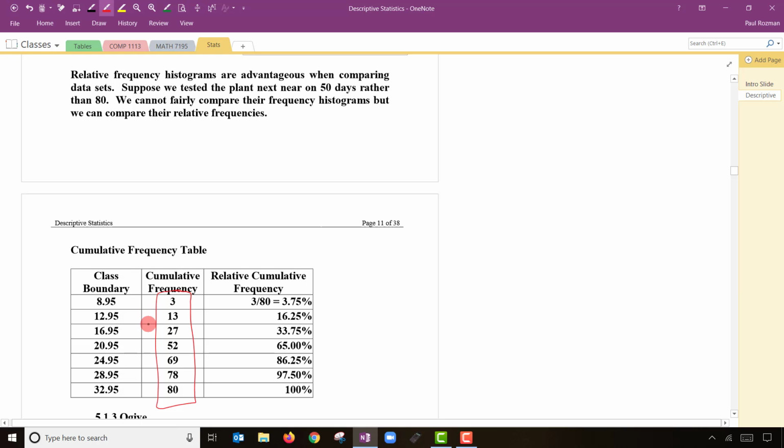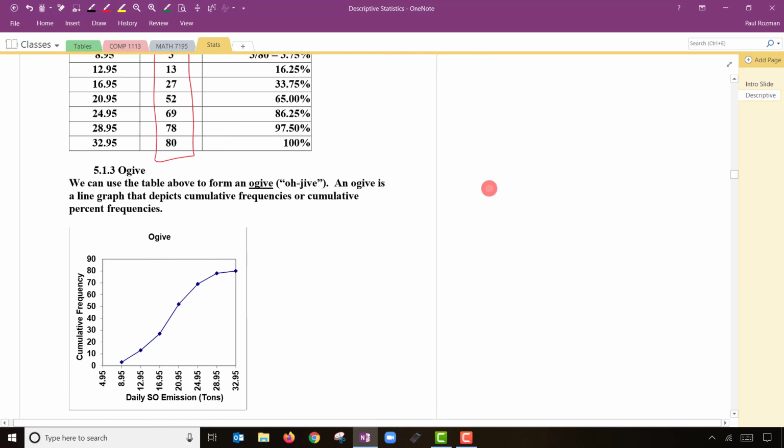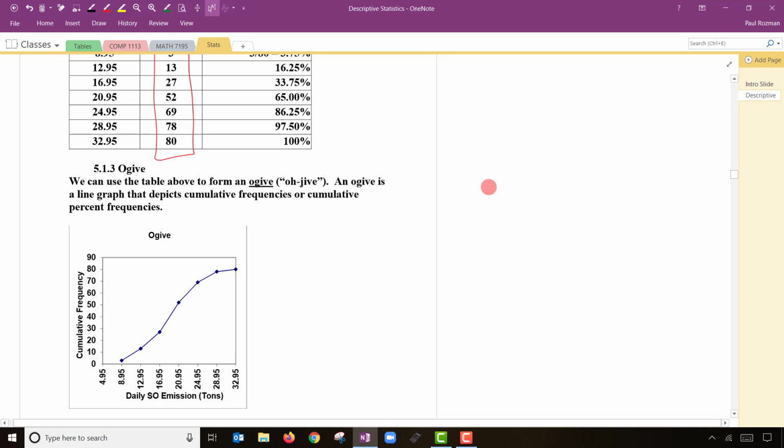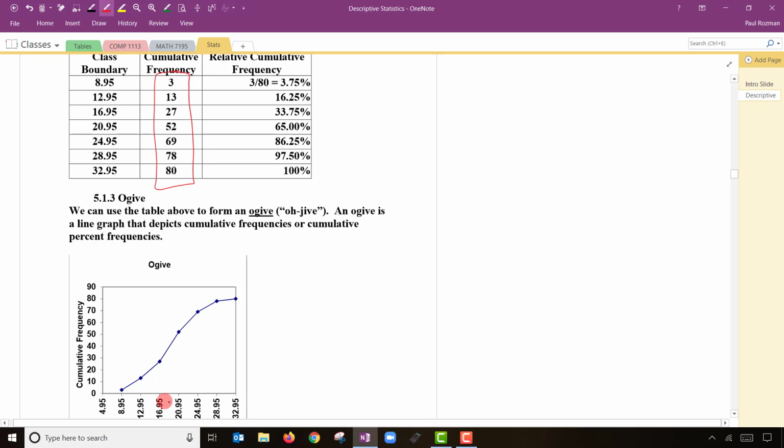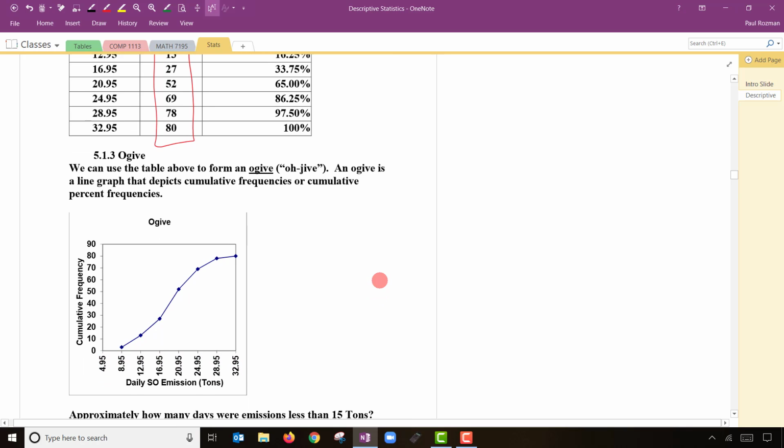So once we have this, we can make a nice plot. The plot has a fancy name. It's called an ogive. Basically, I put these class boundaries on the x-axis, and I put the cumulative frequency. I basically am plotting this column, although I could have done the percentages as well. But in the example I've given here, I just used the frequencies. And you'll always get something that continues to trend until you hit your total. Or if it's in percentage, the last one will always be 100%.